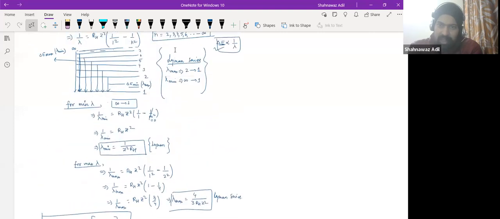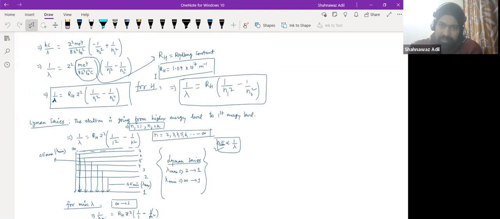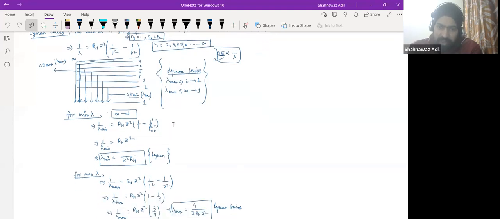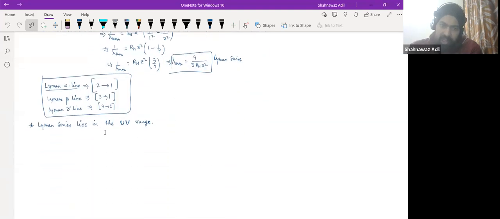Okay, so in the last class, we were talking about this Lyman series. And what was this Lyman series? If the electrons were jumping from, let's say, 2, 3, 4, 5, 6, from those energy levels to the first energy level, the ground energy, that series is called the Lyman series. And they emit the radiation in the UV range, ultraviolet range, right?